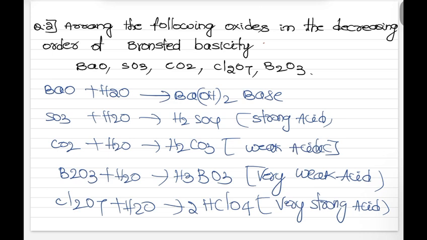Here, barium hydroxide has the highest basic strength. Next, a very weak acid will form a strong base, so next will be B2O3, followed by the weakly acidic H2CO3, that is carbon dioxide. Next is SO3, and next is Cl2O7. By using this trick, we can solve this type of question.